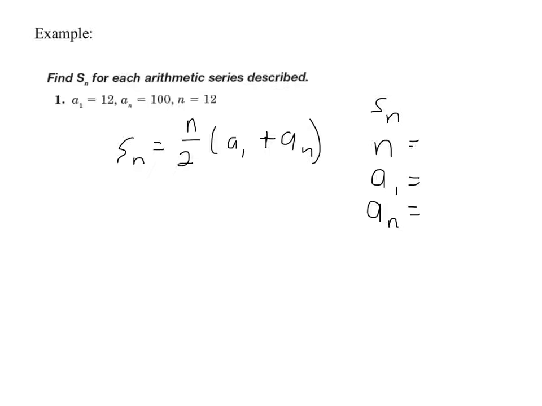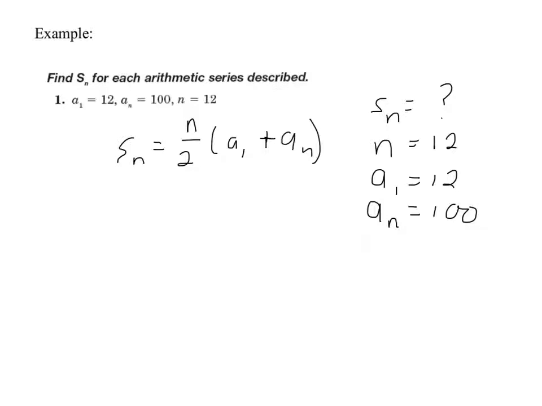First of all, in looking at this, we know that a sub 1 is 12, so we're going to put a 12 there. I know that a sub n is 100. I know that 12 is my n value. Now we need to find what S sub n is. That's going to be our unknown. So what are we actually finding? We know our first number in our sequence is 12. I know that my last number of my sequence is 100. And I know that my n value is 12.